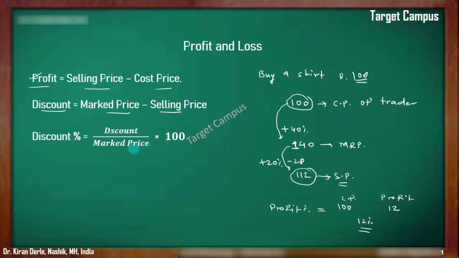Discount percentage is nothing but the value of discount upon mark price. What is the discount percentage here? Let's say we do not know this value, but we know the discount value is 28. So discount percentage is 28 upon mark price, that is 140, into 100. The zeros cancel, and 14 times 2 is 28, so what is the discount percent? 20%. Yes, we are right. Discount percent is 20%. This is how the working of mark price and selling price goes. I hope you have understood these basic concepts of profit and loss.